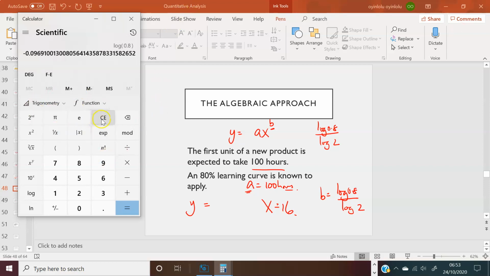Where is my clear button? Right, and I'm just going to do the log of 2. Let's see what that is, and that's 0.3010. Those digits seem like quite a lot, so I'm going to clear this.